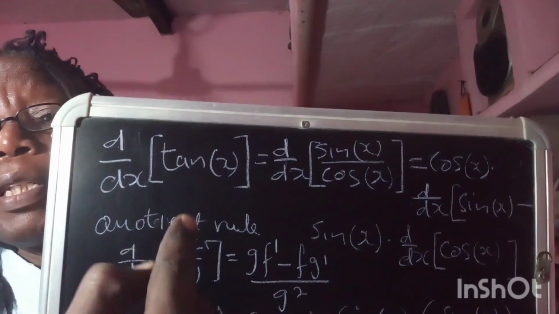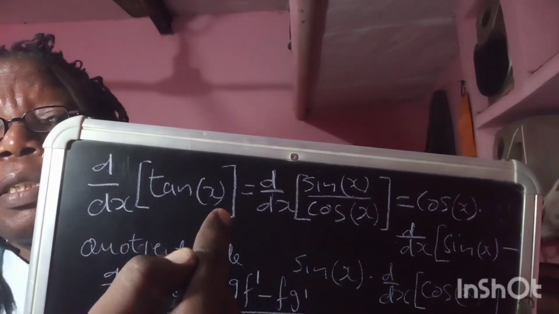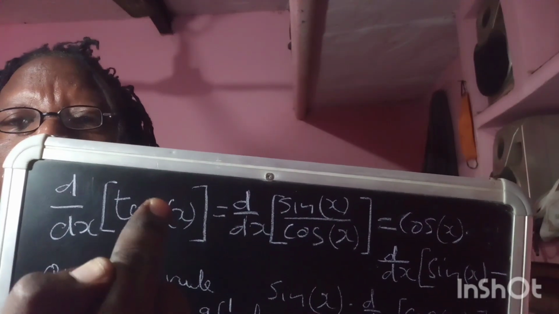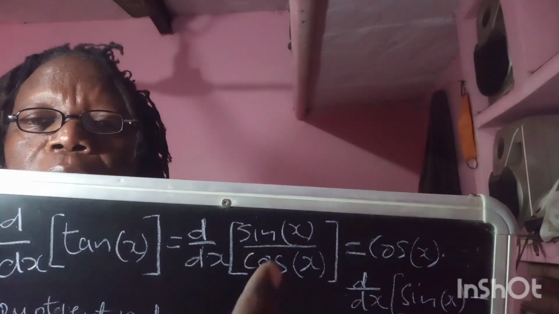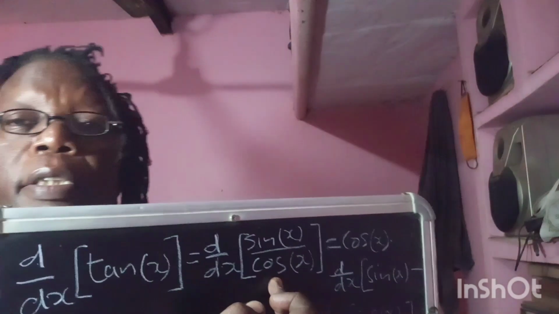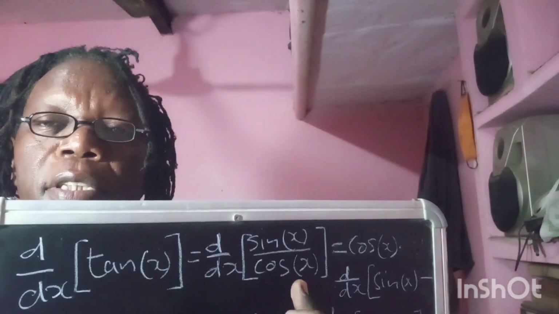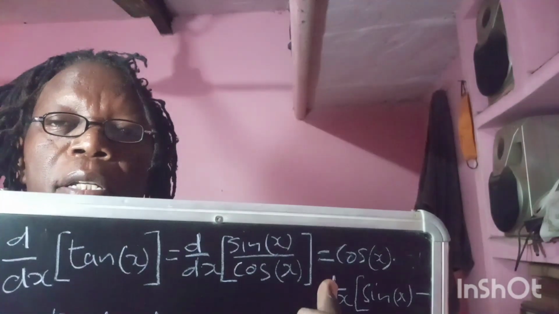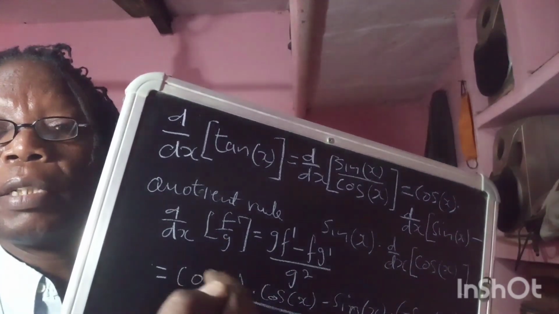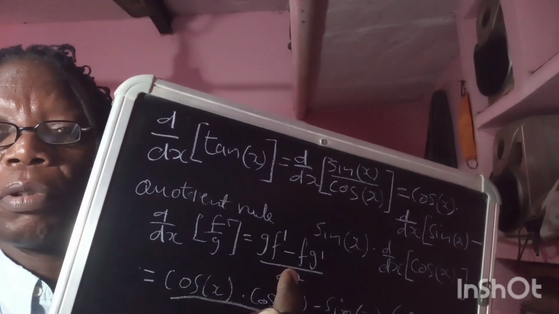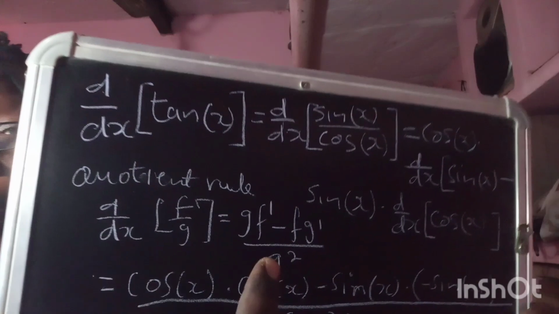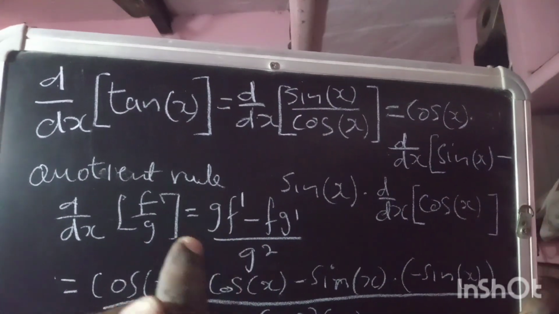So here d over dx, we're differentiating tangent x, which is the same as sine x over cosine x. Now differentiate this. According to this formula, d over dx of f over g is equal to gf prime minus fg prime over g squared. Okay, this is the formula.